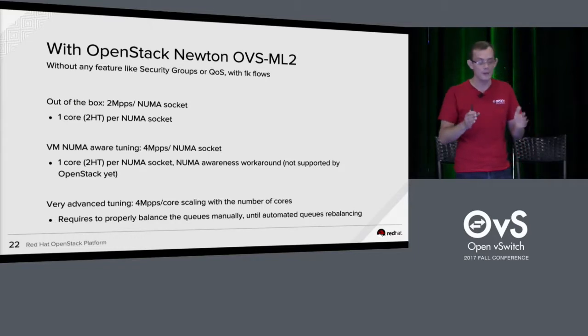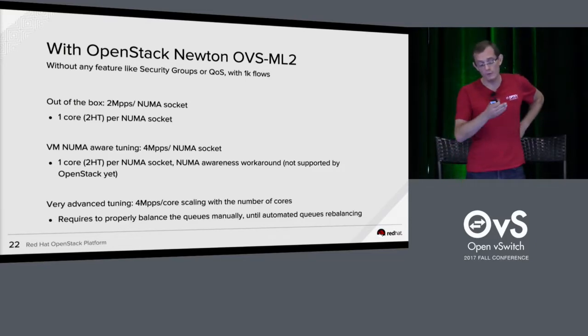So this is kind of good. 4 million PVP per NUMA socket. You need a little workaround because OpenStack does not support yet specifying on which NUMA socket you want NUMA affinity for a vSwitch. You have that for SR-IOV, but not for the vSwitch. This is work in progress, but we have a workaround to make the boot-up of the VM NUMA aware.